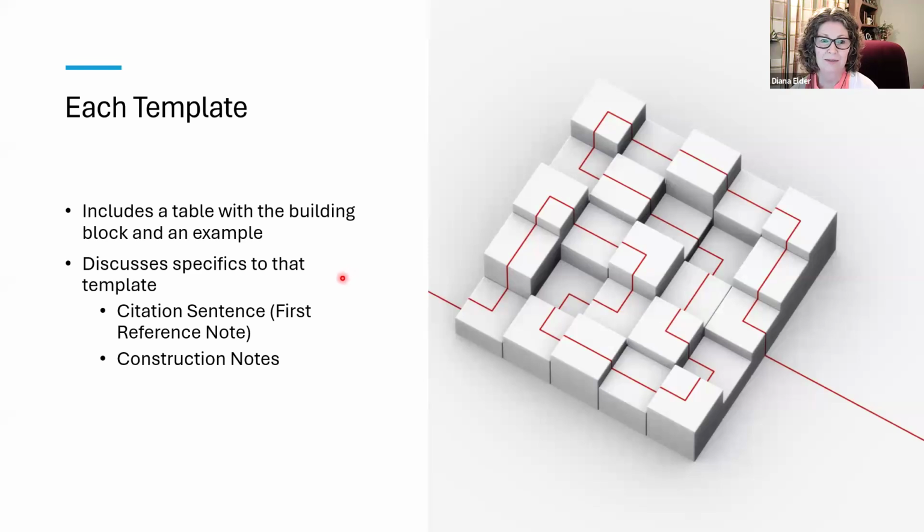And then you have specifics to that template. You will have, after the table, the actual citation sentence, the first reference note, and it's based on everything that's been put into the table. And so you really get an example of that. And then you get some notes on the construction, how you want to think about building that citation. So I really like this because I feel like it gives us this good template. It gives us a good understanding of what should go into a citation for that specific record type.